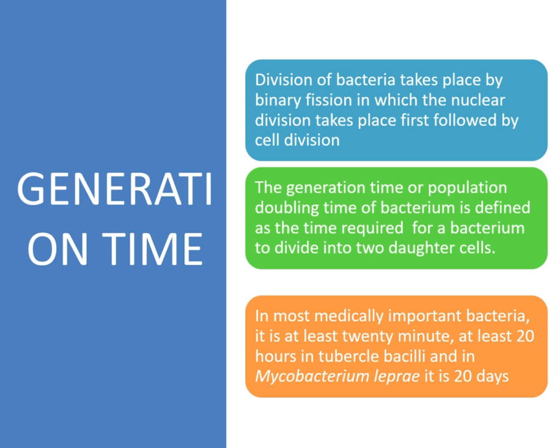Generation time, or the doubling time, is the time taken by the bacterium to divide into two daughter cells. Division of bacteria takes place by binary fission, that is cell division. One bacterium will divide and form daughter cells, that is, one bacterium becomes two. The time taken by the bacteria to double its number, we call it generation time or doubling time.